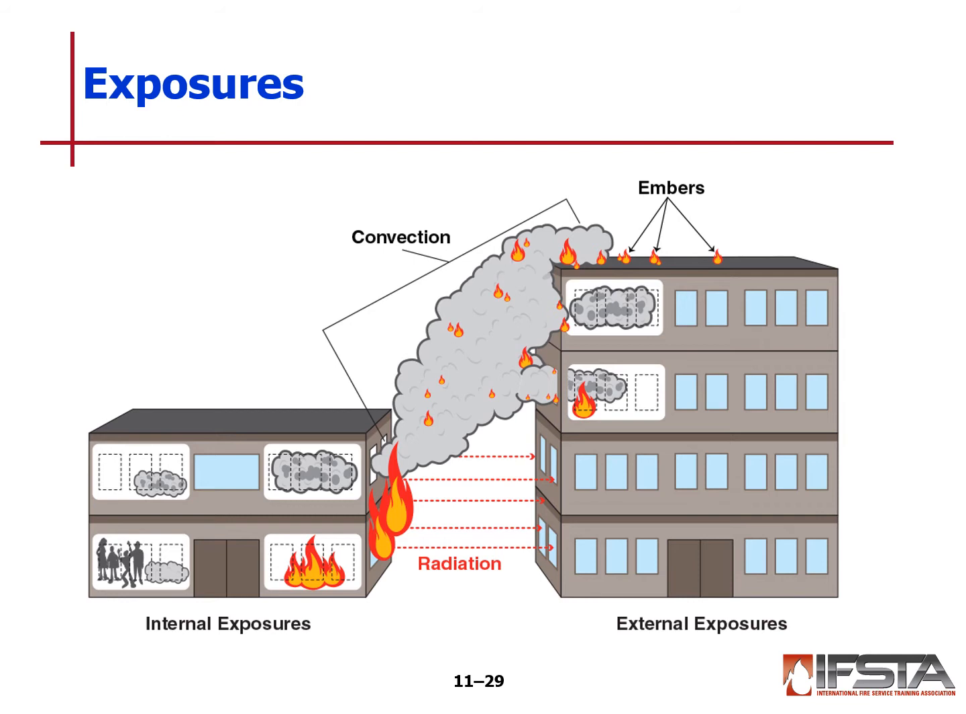So we have the seat of the fire in a compartment, but you have rooms in proximity of where the seat of the fire is. So these would all be considered internal exposures.